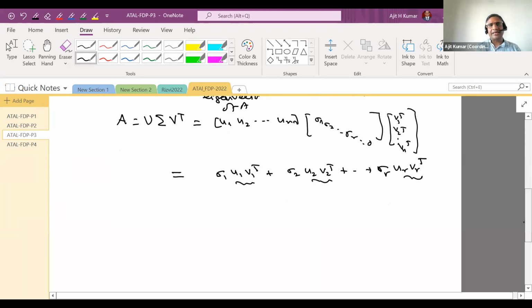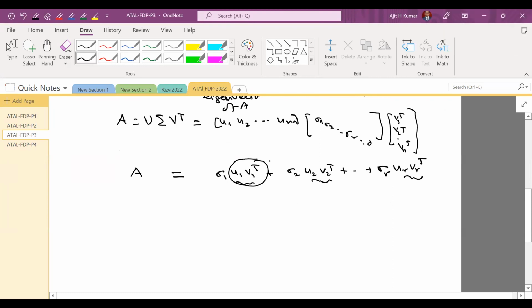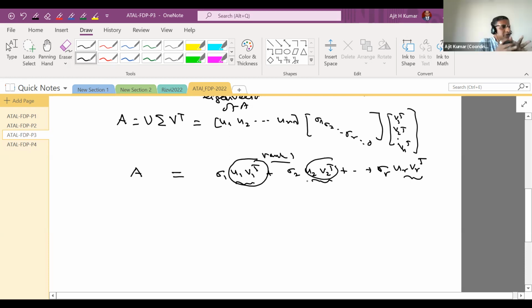What have we done? A is this. We know what was rank of A? R. What is rank of this matrix? U and V are orthogonal. They are non-zero vectors, definitely, because matrix U is orthogonal. So, what will be the rank of this? 1, sir. This rank is 1. Each term has rank 1. So you have split a rank R matrix into a sum of rank 1 matrices.